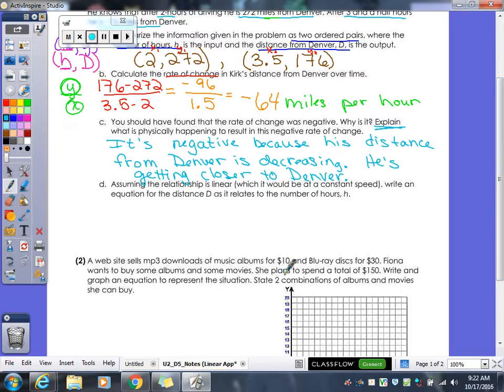Whenever you get something in your problem that tells you to explain, that means you've got to write sentences for it. So why is it negative? It's negative because his distance from Denver is decreasing. Explain what is physically happening. He's getting closer to Denver. So that answers our two parts.